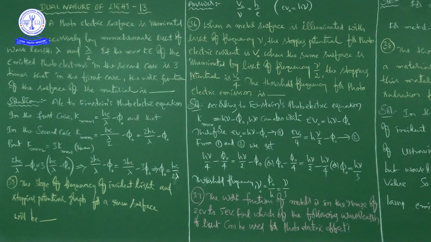That implies phi naught is equal to, actually when this 3 phi naught goes to that side, it becomes plus, no.